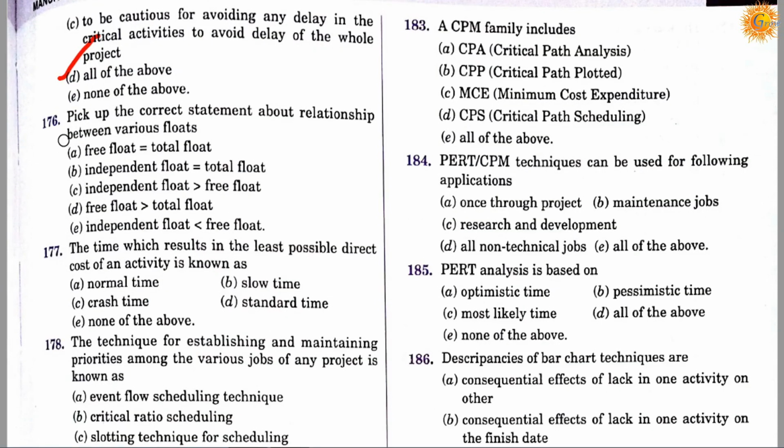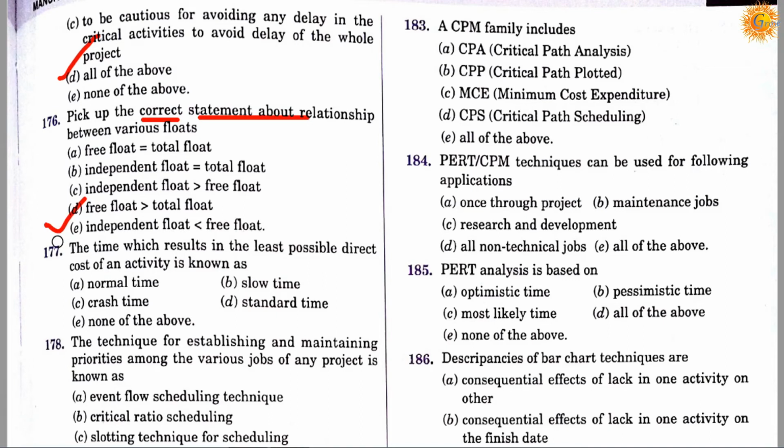Question number 176. Pick up the correct statement about relationship between various floats. Option A, free float is equal to total float; option B, independent float is equal to total float; option C, independent float is greater than the free float; option D, free float is greater than the total float; option E, independent float is less than the free float. So correct answer is E. It means that this relationship between various floats is the correct one: independent float is less than the free float.